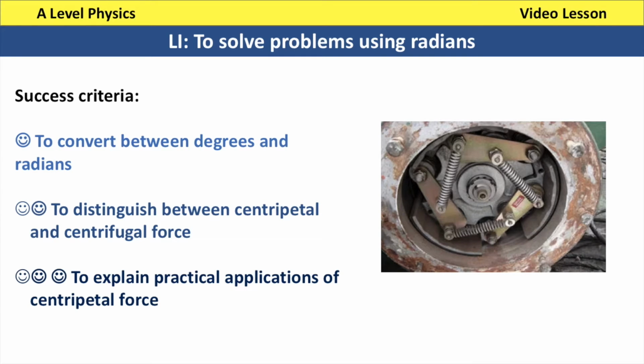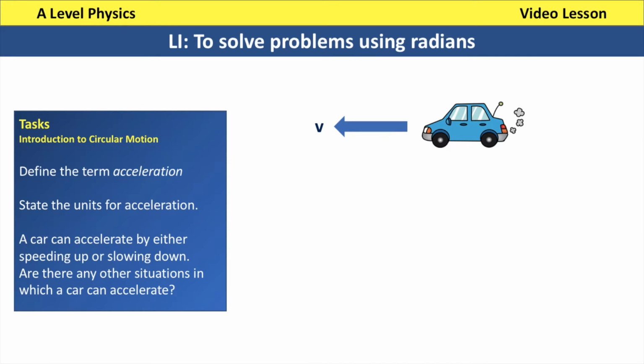Today's learning intention is to solve problems using radians, and this is the first lesson on circular motion. Success criteria for today is to convert between degrees and radians, to distinguish between centripetal and centrifugal force, and to explain practical examples of centripetal force. Let's dive straight in with a task to introduce the topic of circular motion.